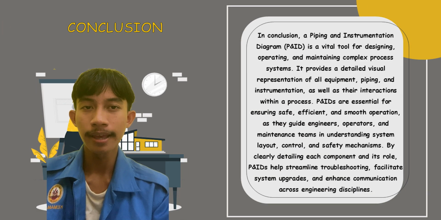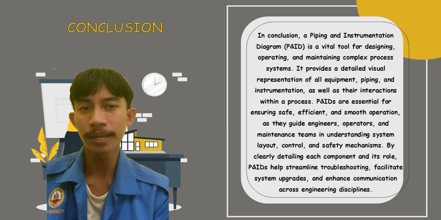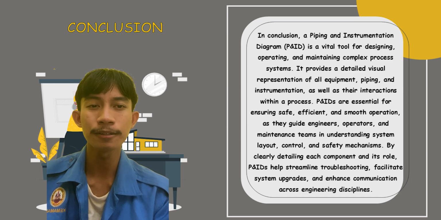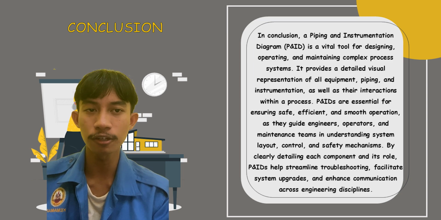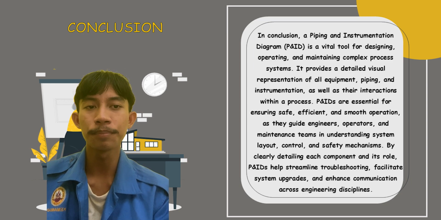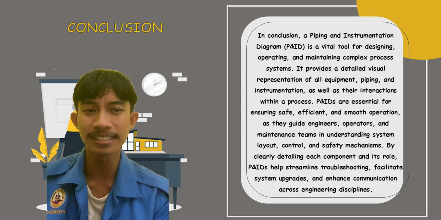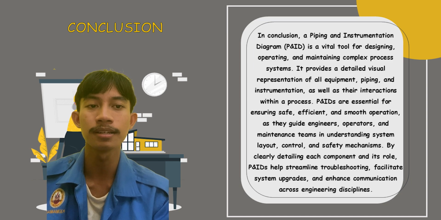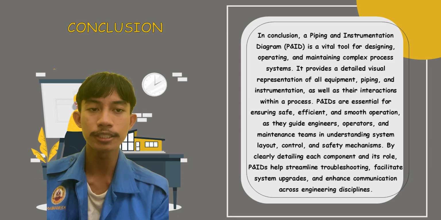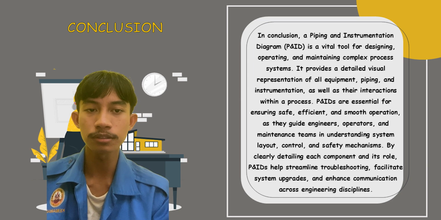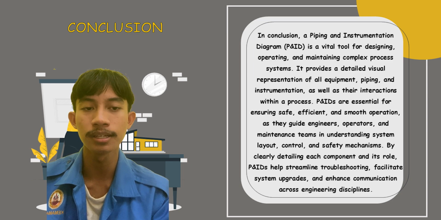So, in conclusion, a piping and instrumentation diagram, or a PNID, is a vital tool for designing, operating, and maintaining complex process systems. It provides a detailed visual representation of all equipment, piping, and instrumentation as well as their interactions within a process. PNIDs are essential for ensuring safe, efficient, and smooth operation as they guide engineers, operators, and maintenance teams in understanding system layout, control, and safety mechanisms. By clearly detailing each component and its role, PNIDs help streamline troubleshooting, facilitate system upgrades, and enhance communication across engineering disciplines.